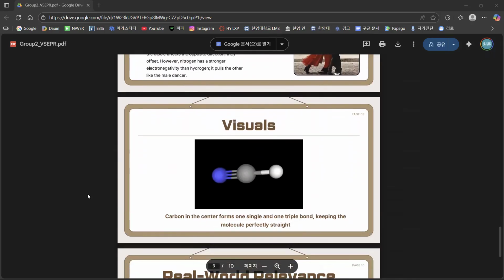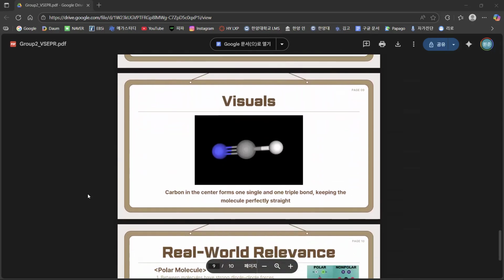Okay, then let's move on to visual information. In this picture, as you can see, carbon is in the center, and it forms one single and one triple bond, keeping the molecule perfectly straight.